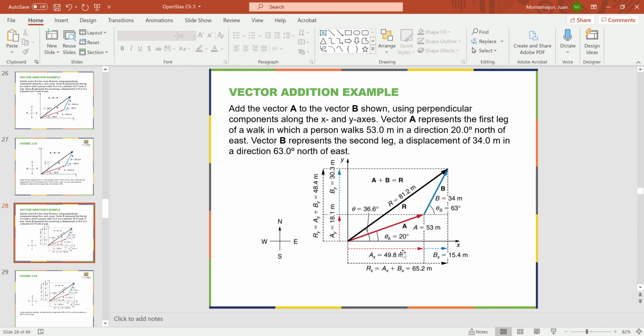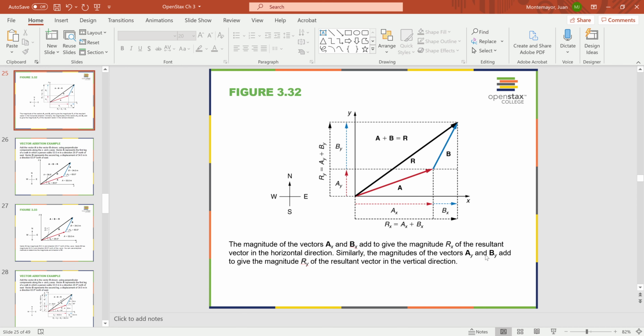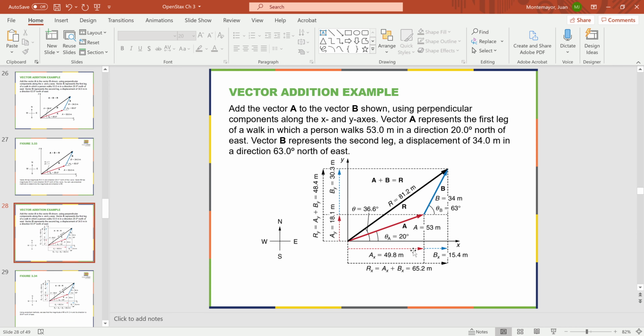So this is a similar representation of this one, but now we actually have numbers. We have our x components for both, our y components for both, and that way we can solve our x component for our resultant and our y component for our resultant here. Remember, you can use your cosine and your sine equations to solve for each one of these components. So we do 53 meters, cosine of this 20, that'll give us a 49.8.